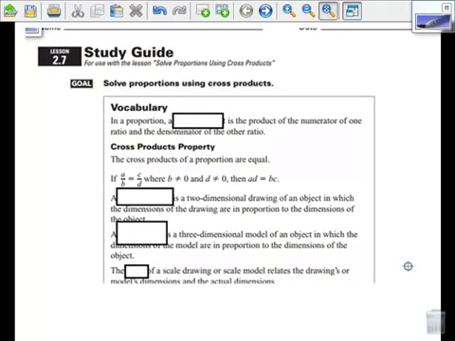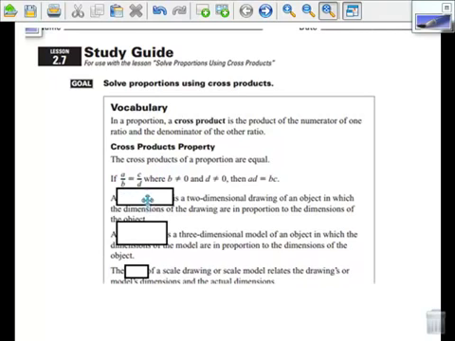Lesson 2.7 is solving proportions using cross products. So in a proportion, a cross product is the product of the numerator of one ratio and the denominator of the other ratio. Remember, proportions are ratios set equal to each other. The cross products of a proportion must be equal. This is the cross product property.